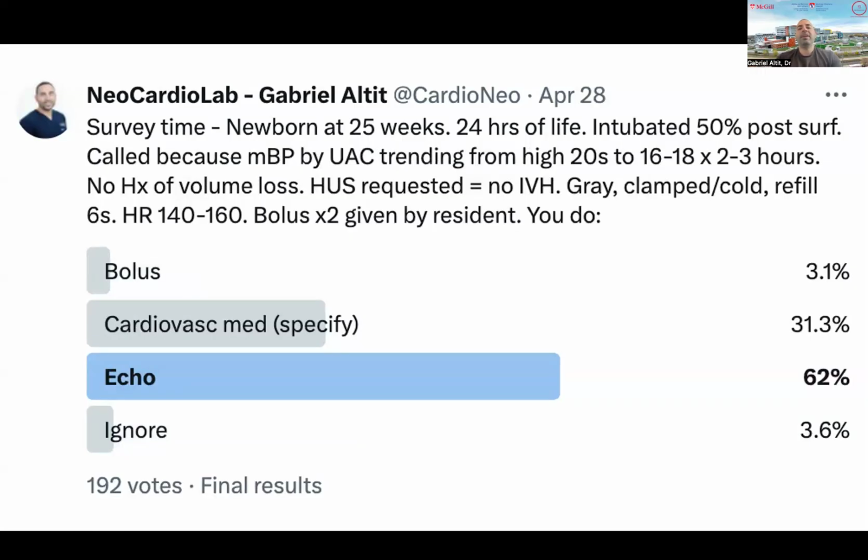I changed a bit the vignette and I've asked, now that you have this patient, but it's actually showing some signs of gray, clamped, cold, with a long refill, what would you do? And the majority actually would say either to start medication or actually get an echo for more information, which I find was interesting. In our unit, we would definitely get an echo to get more information, but that depends, I guess, on how readily it's available, who's able to perform it, interpret it, and provide the physiological information. And I think if you have a patient that's showcasing sign of an organ hypoperfusion, you want to act upon it before you get an organ injury.